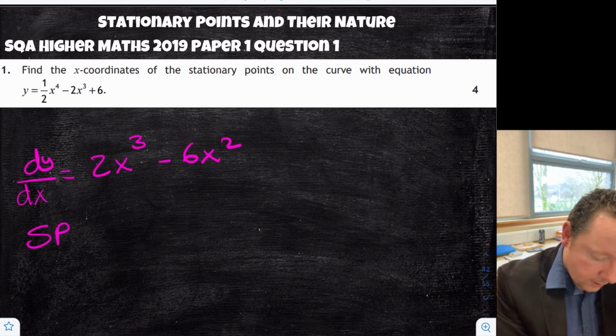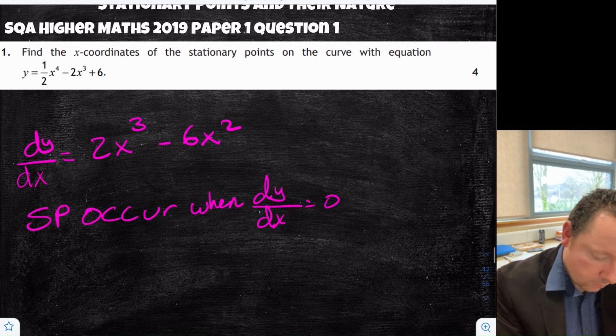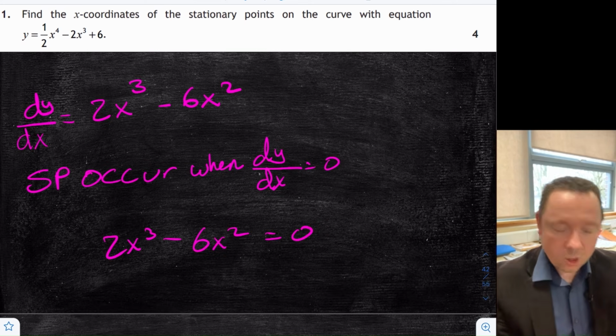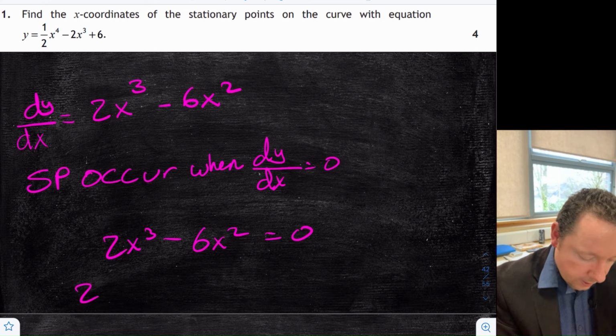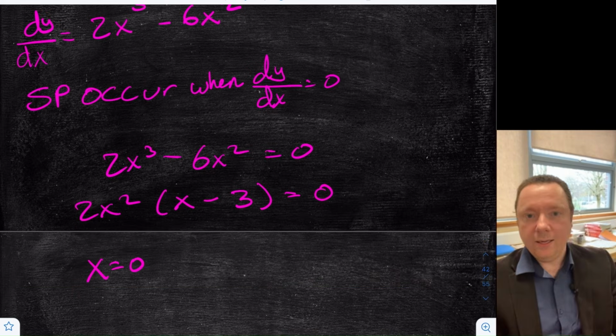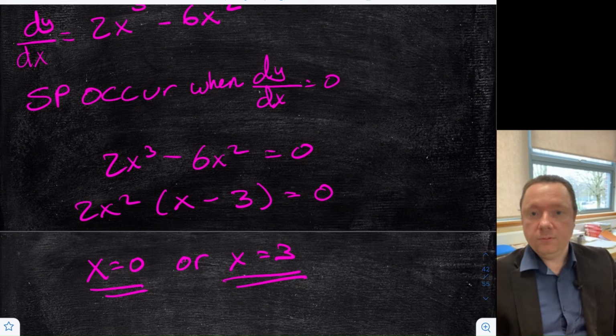In our little statement, stationary points occur when dy by dx equals 0. We've got 2x cubed minus 6x squared equals 0. Common factor of 2x squared to get x minus 3. And that means that x equals 0 because 2x squared equals 0, or x equals 3. And there we are. Simple as that.